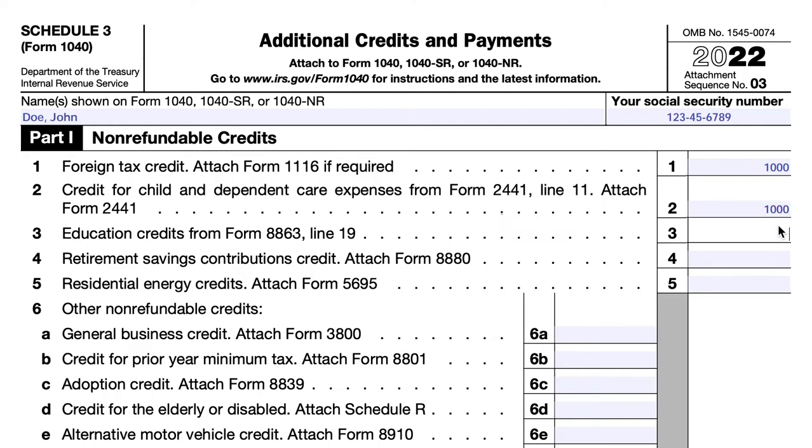So for each of these tax credits, we're just going to put in $1,000 as a placeholder. In line 3, you'll enter any non-refundable education credits from IRS Form 8863. So you'll notice this is from line 19.